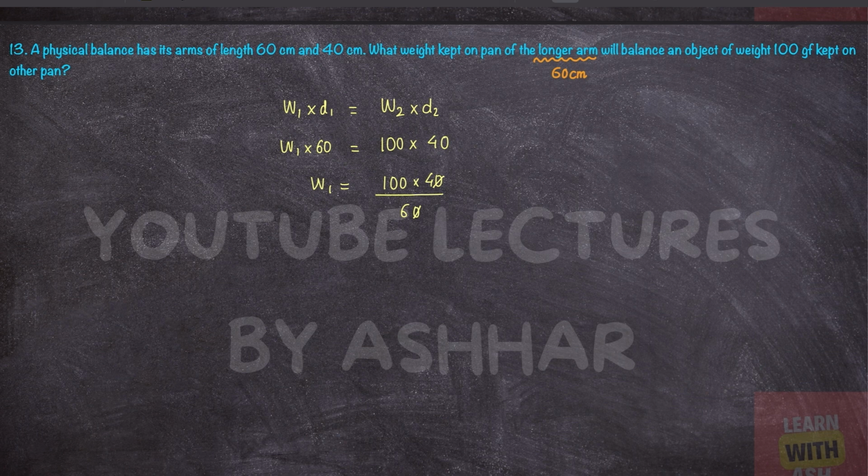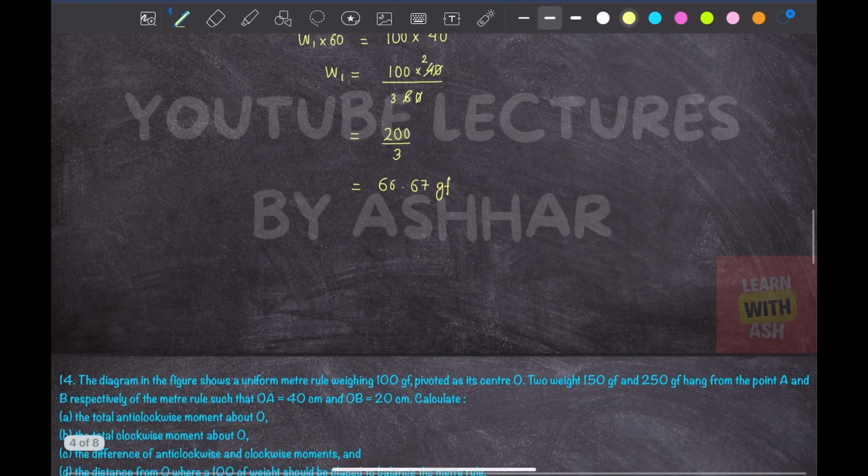0 and 0 gets cut off. 2 threes are 6, 2 twos are 4. So this will be 200 divided by 3, and we know it will be a kind of recurring thing. So I can write simply 66.67 gram force. This will be my answer for this particular question. Let's take up another question.